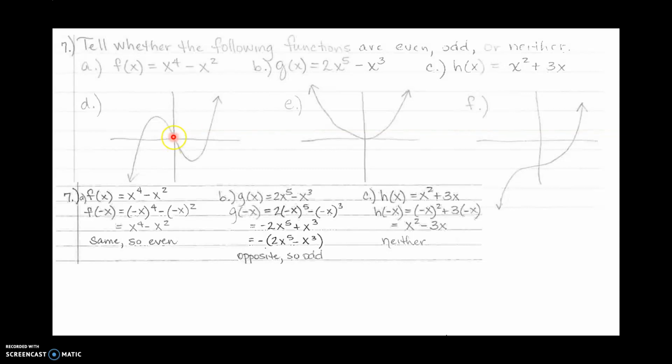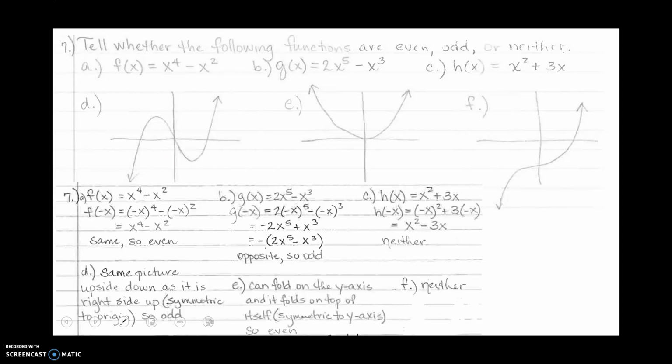So for this guy, if I fold this on the y-axis, it does not fold on top of itself. I'd have to have like a piece over here and a piece over here. So it's not even. If I turn it upside down, though, it is the exact same picture upside down as it is right side up. That means it's symmetric to the origin, so that means that it is odd.